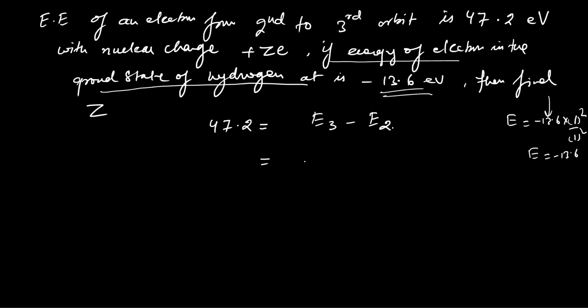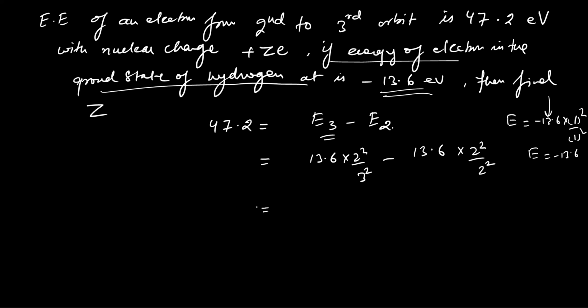So we can write it with the formula: 13.6 into Z square upon n square minus 13.6 into Z square upon n square, where n is given to you in both cases. Here it is 3 square, and here it is 2 square. Got it?